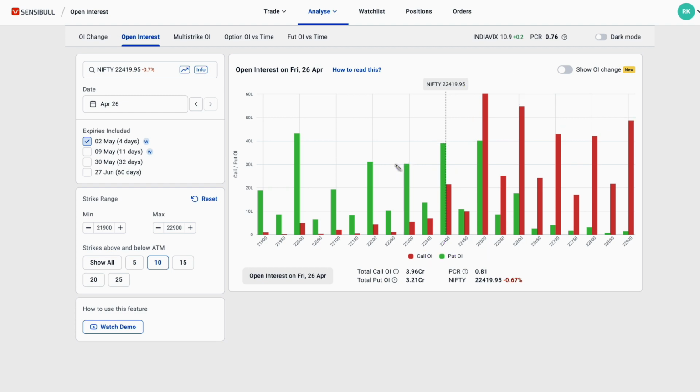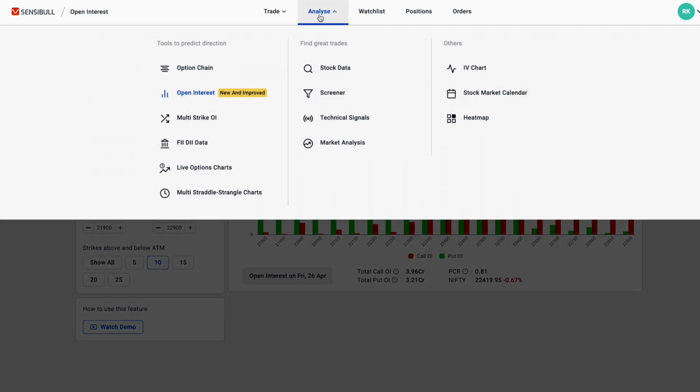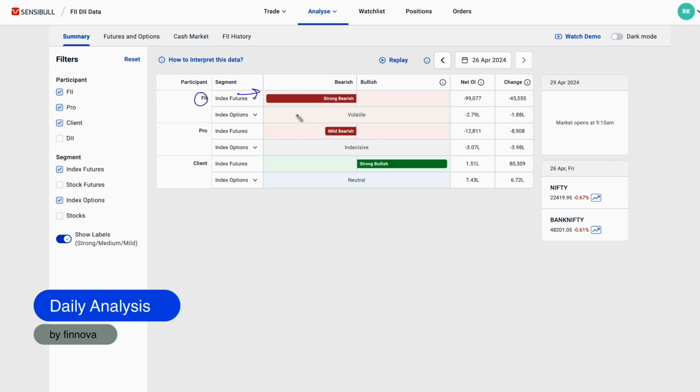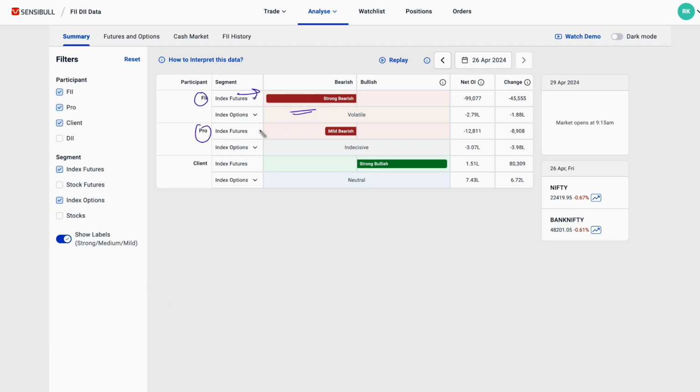So let's jump to the FII data. What is the FII data saying? If we look at the FII data, FII is strong bearish, pros are strong bearish, mild bearish, and clients are strong bullish. These pro players might want to hit the clients' stop loss, so if the market closes here, it is going to go gap down. If the market goes gap down, it is going to open somewhere near the 200 EMA.